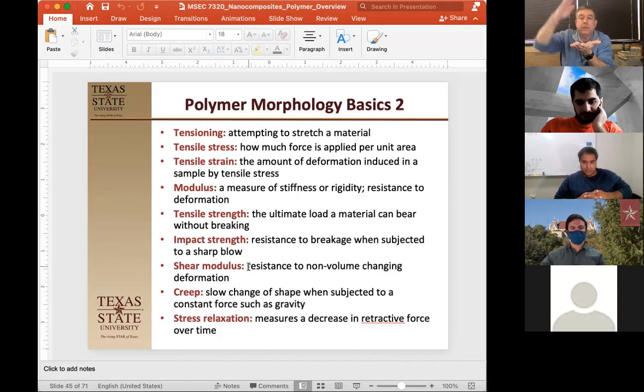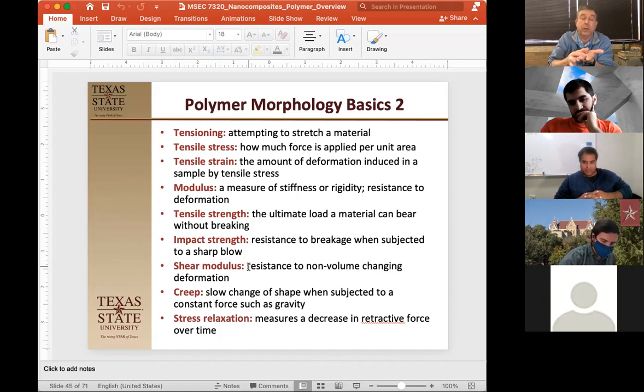Creep is when, let's say, you put 100 pounds on top of this disc, and it slowly spreads out over the course of days or years. That is what we call creep. Shear modulus is just the resistance to flow in a short period of time. Creep is the resistance to flow in a long period of time.